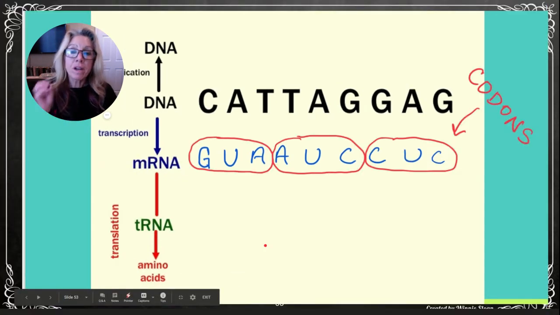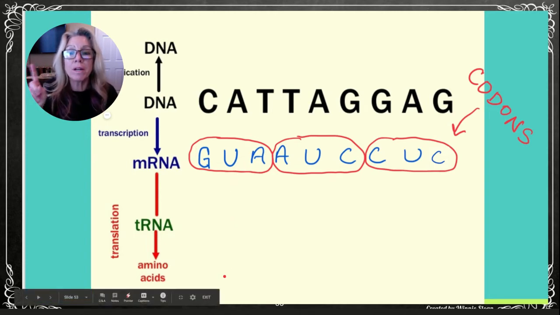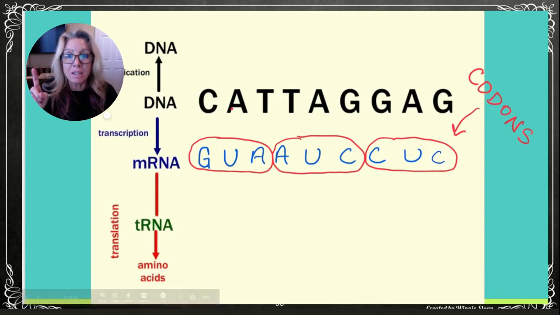Now, this message is read as a triplet code. Every 3 bases on the mRNA is called a codon. So here's my first codon, GUA, AUC, and CUC. Remember, this is the message. Right now, scientists have figured out if the message says this for a codon, they know what amino acid the DNA is asking for, right?